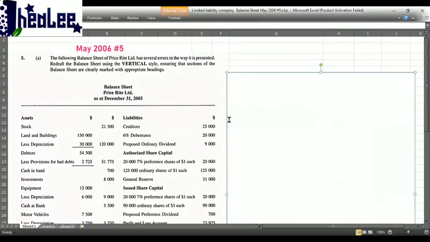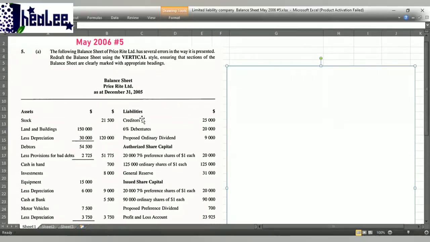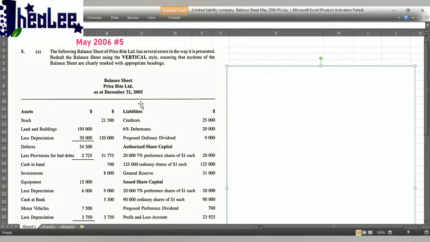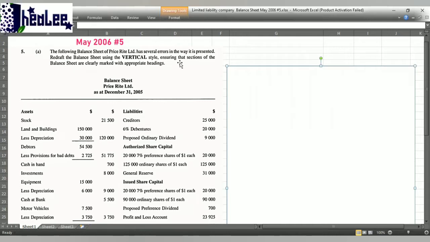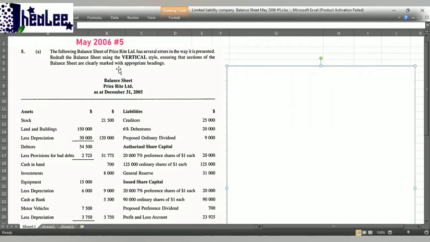We're looking at a CSEC past paper question, and it is taken from May 2006, number 5. You're presented with the balance sheet for Price Right Limited as at December 31st, 2005. However, there are several errors, and you are asked to redraft the balance sheet using the vertical style. What you're looking at now is the horizontal format. So you're asked to use the vertical style, and you have to show clearly the appropriate headings.